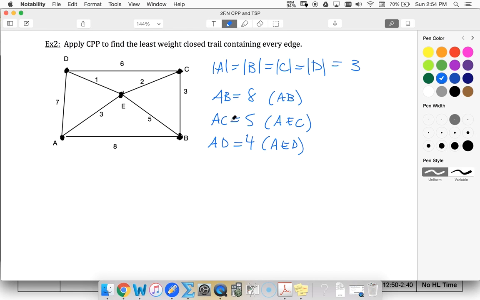Okay, now I need my missing ones. I don't have B to C. So B to C has a weight of 3, and that's the minimum. B to D has a weight of 6, minimum. And that was BED. And then I also need C to D. So C to D has a weight of 3, and here is the minimum.